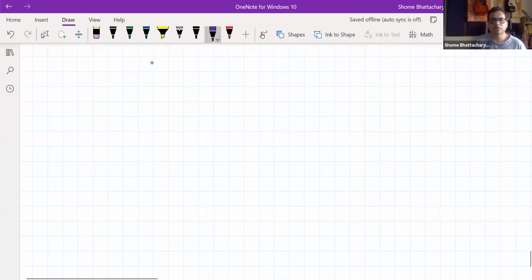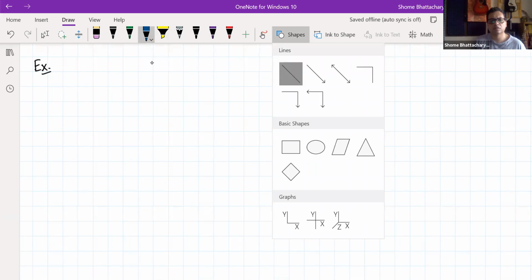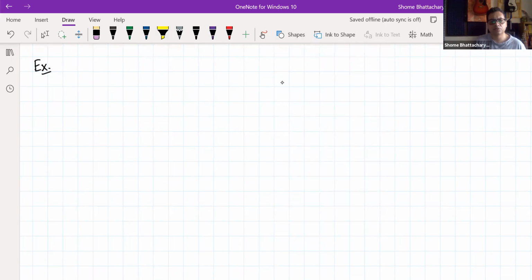Now let's come to another important example of application of the work energy theorem. This example itself is also going to be like a theorem for us. So in this particular example, let's say we have a situation like this.